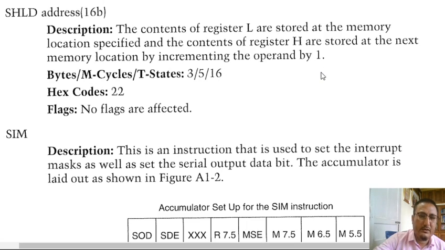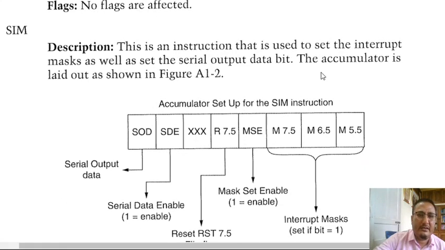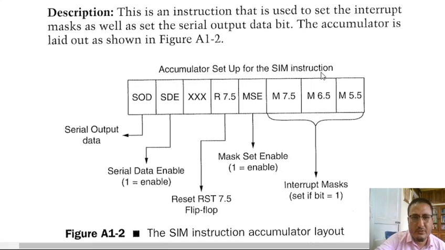Now, in contrast to RIM, we have the SIM instruction. This instruction is used to set the interrupt mask as well as the serial output data bit. The RIM instruction is capable of reading the interrupt mask as well as the serial input data, whereas the SIM instruction is capable of setting the interrupt mask as well as the serial output data.